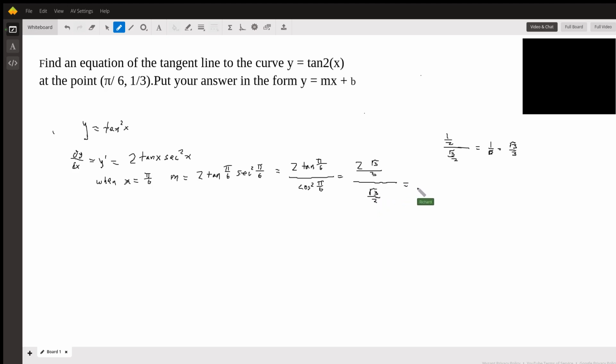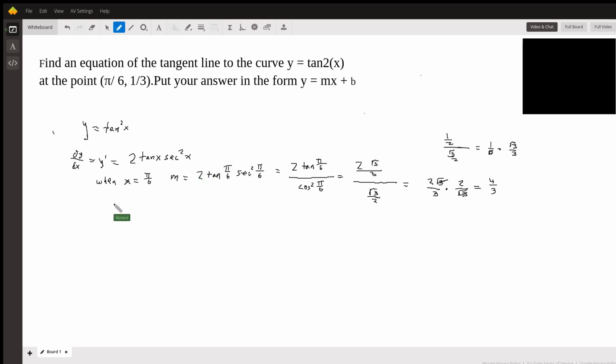So we're going to do a keep change flip here. We're going to keep the numerator and flip the denominator. So the root 3 cancels, and we're left with 4/3. That's the slope of the tangent line when x is pi over 6.